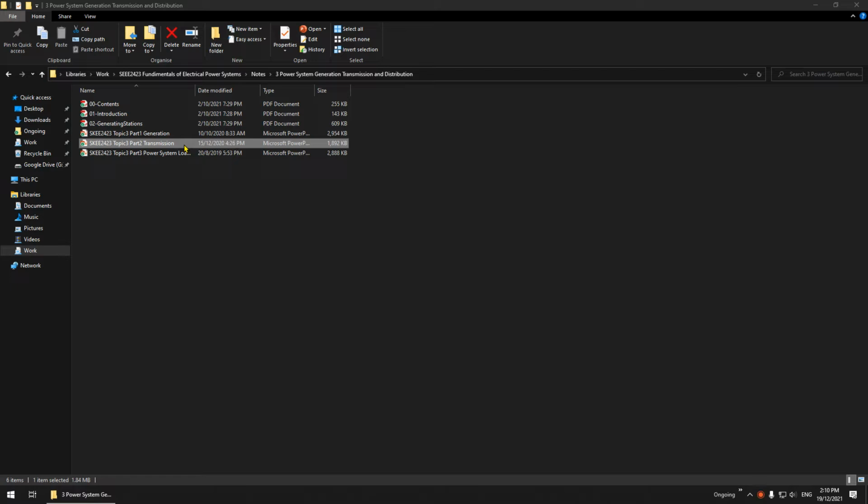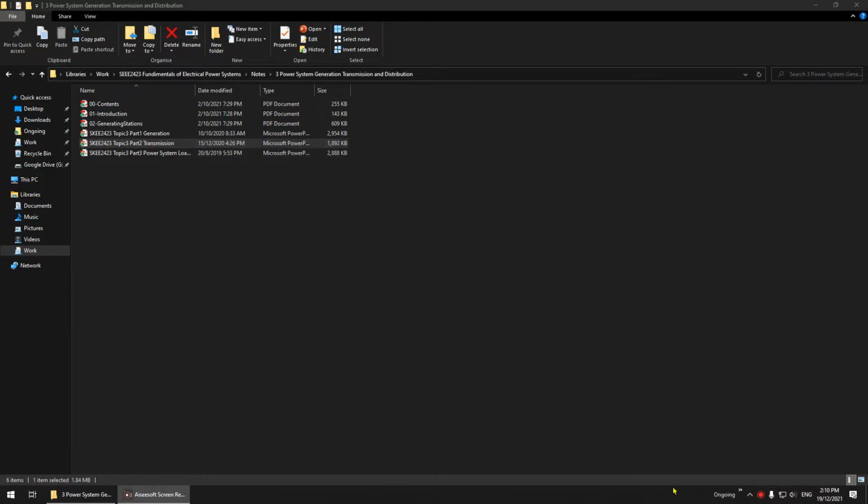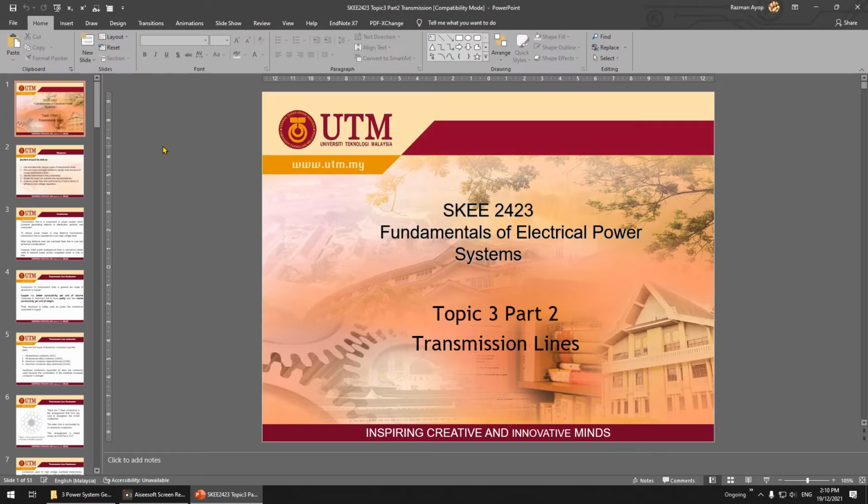So previously we learned about generation, power generation. Now we move on to the next part. After we generate, we have to transmit the energy. So try to look at the notes, the notes provided. You can see here, this is the next part, transmission.